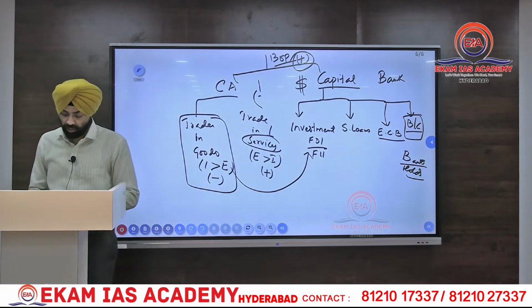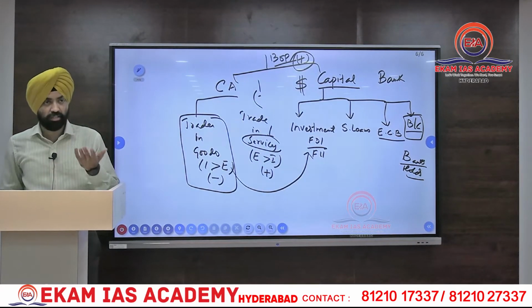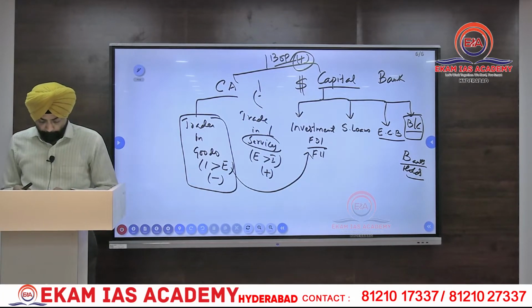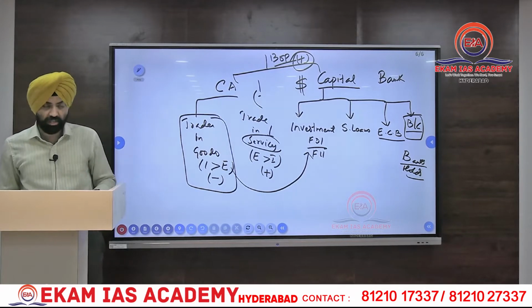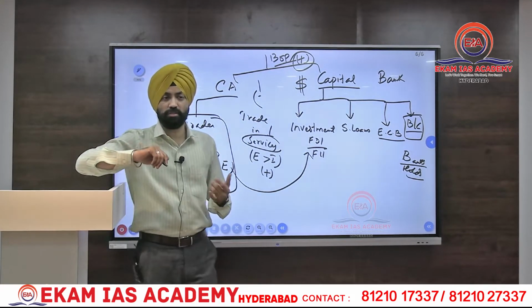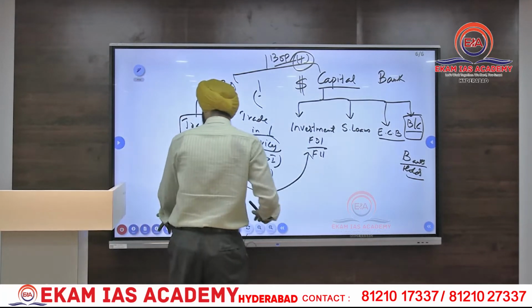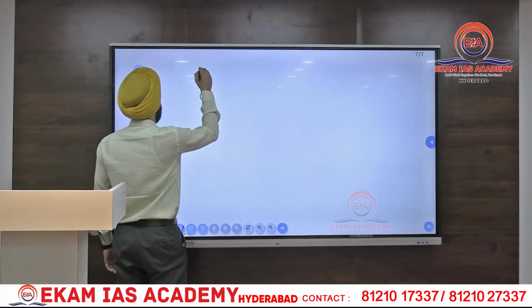Then it is also speaking about the forex reserves, 633.6 billion. This is one important dimension. What is the advantage of having a high forex reserve? One is your currency gets appreciated. Please try to understand this concept.